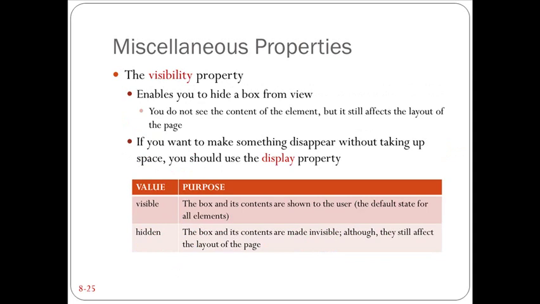We also have a visibility property. This just enables you to hide a box from view. You do not see the content of the element, but it still takes up space on the page. It still affects the layout. If you want something to disappear without taking up any space, then you would use the display property. We'll take a look at that in our sample. The visibility property has 2 possible values: visible, which is the default state, box and contents are shown to the user, or hidden. The box and its contents are made invisible, although they still exist and affect the layout of the page.